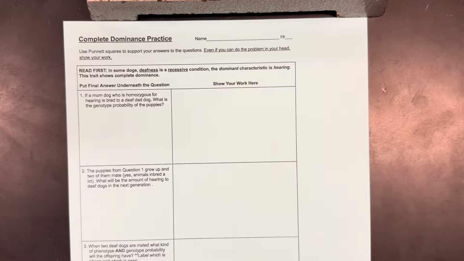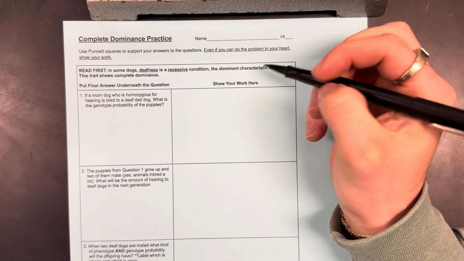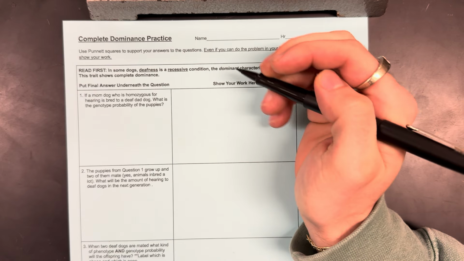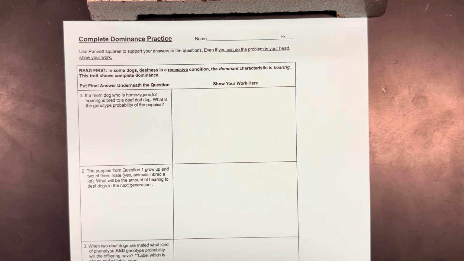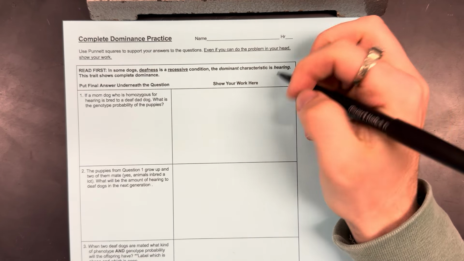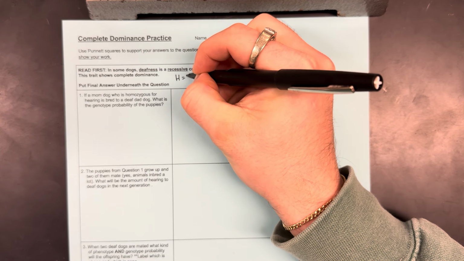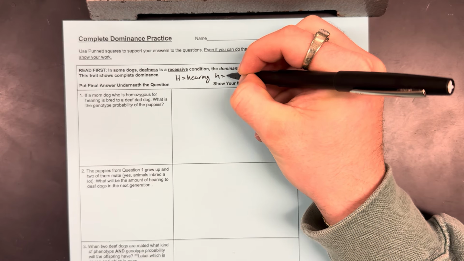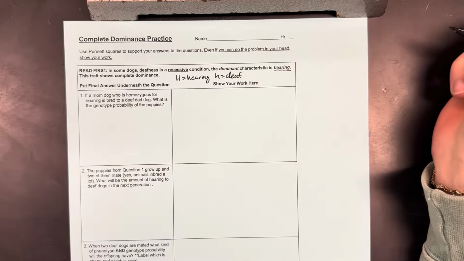So at the very top it says to read first. In some dogs, deafness is a recessive condition. The dominant characteristic is hearing. So this trait shows complete dominance. When we see this sort of thing, we want to figure out what is going to be our genotype or our letter for each of them. And so since we're talking about hearing, I'm going to choose H to be our letter. So capital H is going to represent hearing. Lowercase h is going to represent deaf. Okay. And so we're going to use those letters going into our problem here.